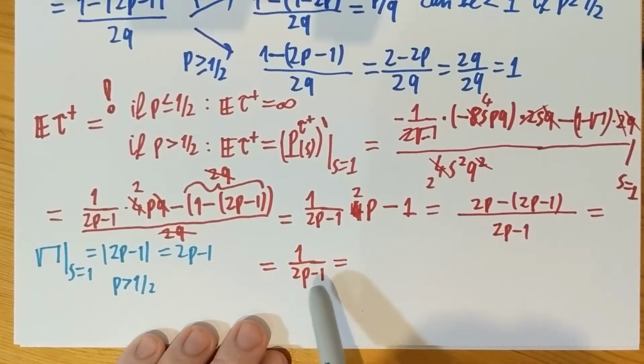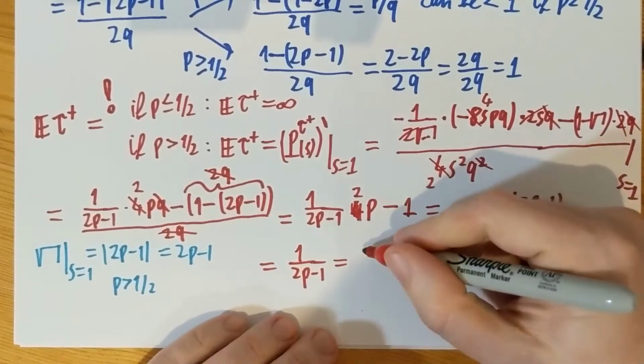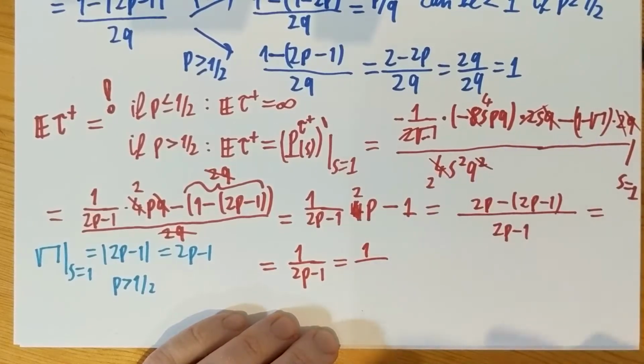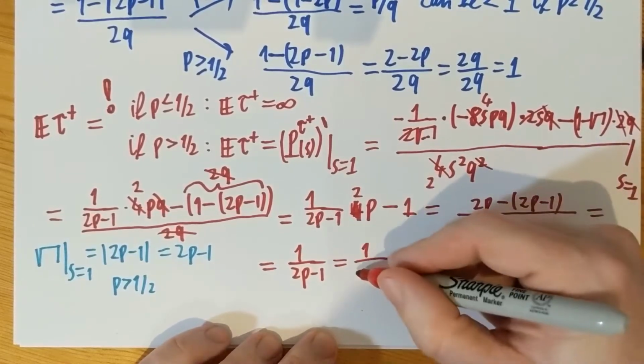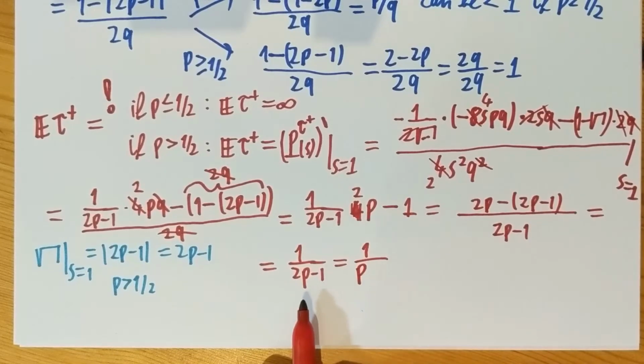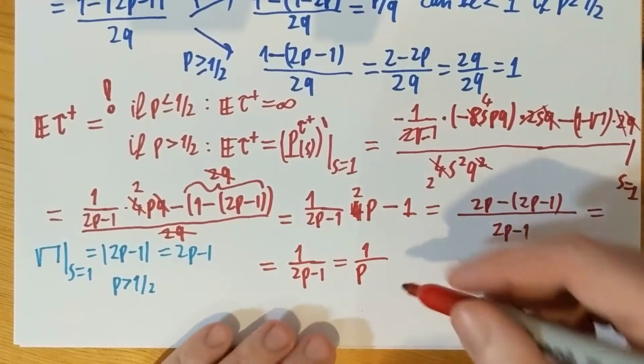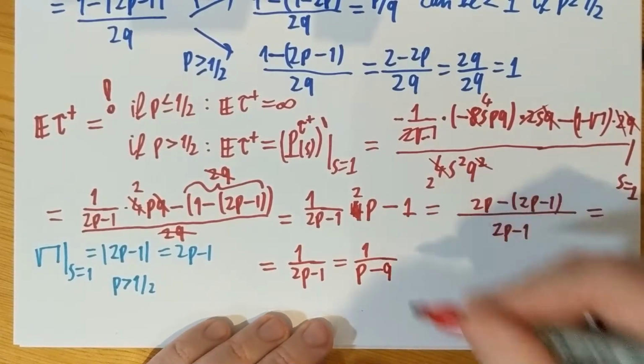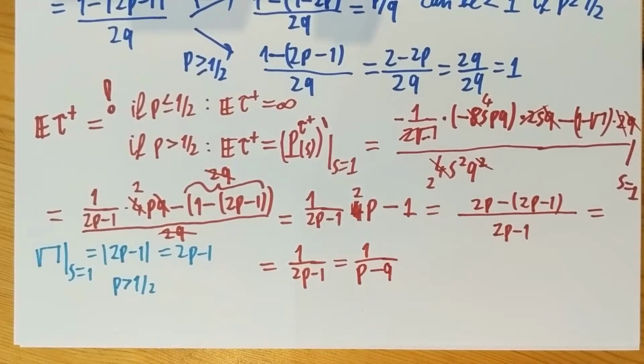I have a p and a p minus 1, so I can rewrite the p minus 1 as negative q. Q would be 1 minus p, so this is p plus p minus 1, which is p minus q. And notice that p is larger than 1/2, so this is indeed a positive, nice number. This is the expected time to reach level 1 if there is a drift to the right.